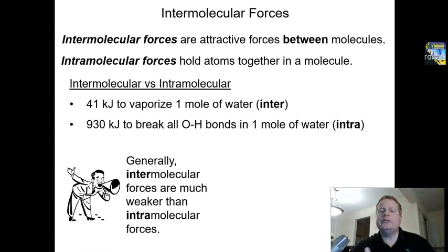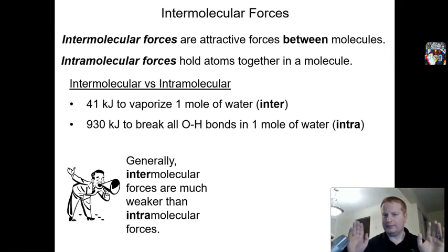So, general thing is intermolecular forces are much weaker than intramolecular forces. In other words, it's much easier to pull apart 2 water molecules than it is to take a single water molecule and break bonds. That's a whole different thing. Breaking bonds is intramolecular. Separating water molecules is intermolecular. And don't worry, we'll spend a lot of time on this throughout this whole unit.